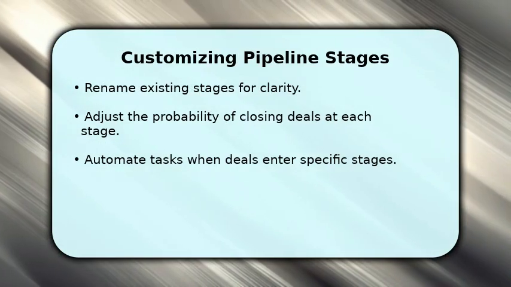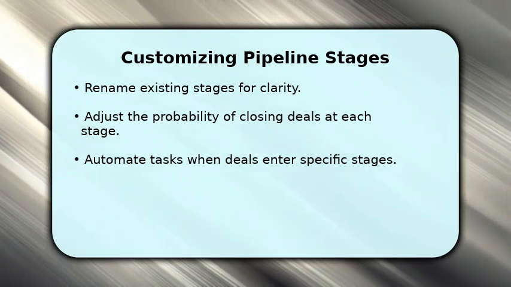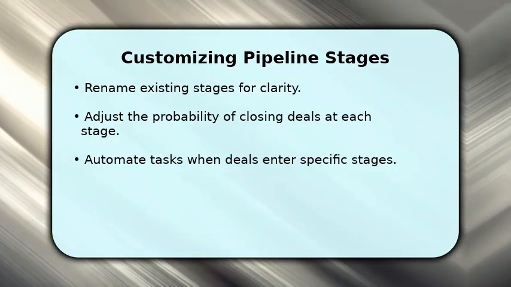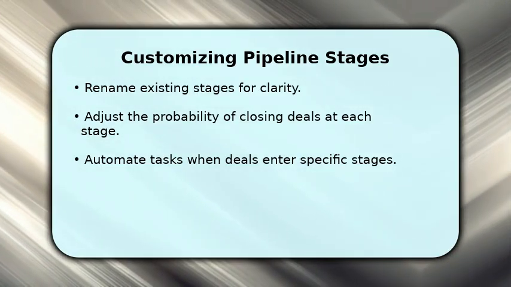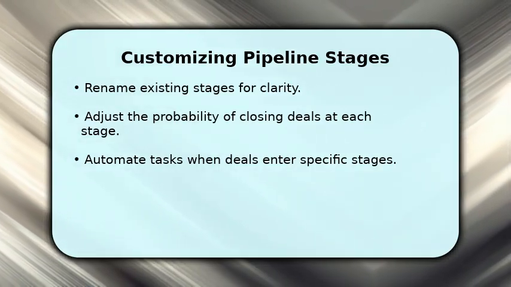Once your stages are set, it is time to customize them. You can rename any stage to better reflect your sales terminology. Assign a probability percentage to each stage, indicating the likelihood of a deal closing at that point. For example, a proposal sent stage might have a 75% probability.